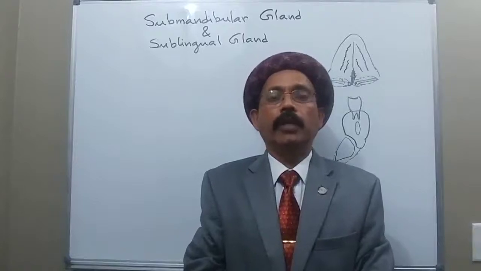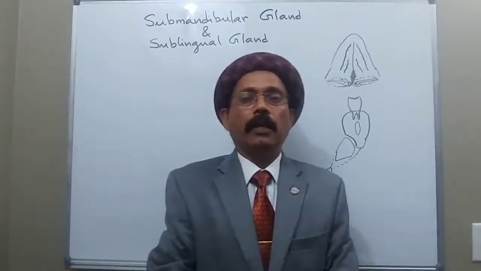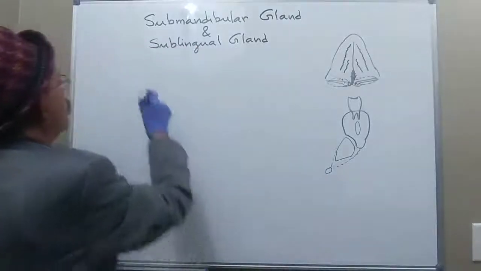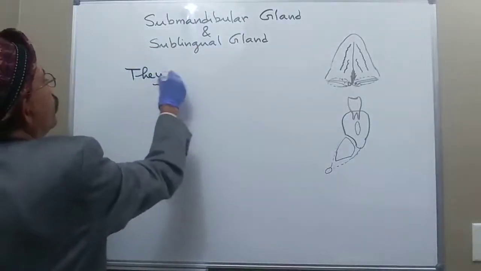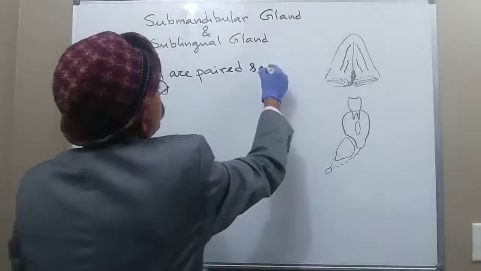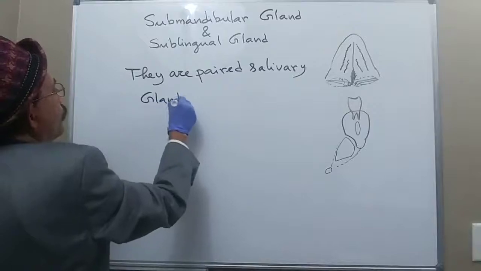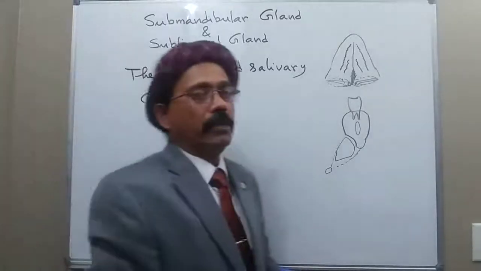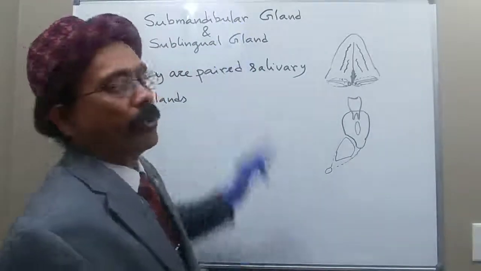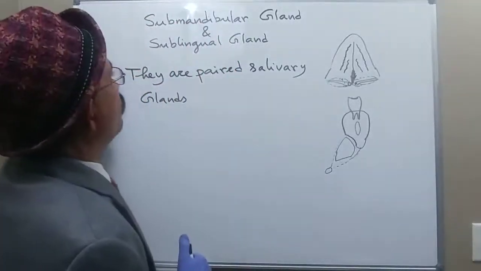Today I will discuss the anatomy of the submandibular gland and the anatomy of the sublingual glands. They are paired salivary glands. The submandibular gland is larger than the sublingual gland, but smaller than the parotid gland. First of all, we'll discuss the submandibular gland.